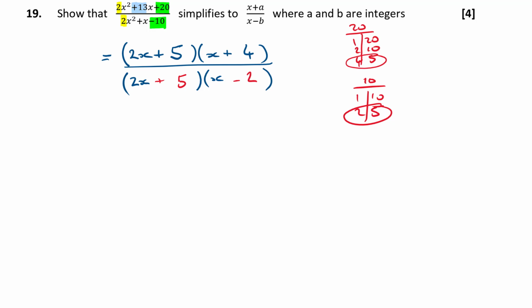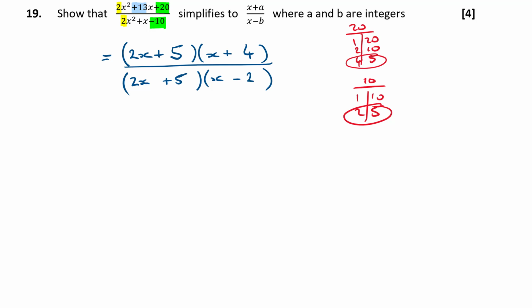Let's just double check that is true. So I've got the 5 times x would be 5x, 2x times minus 2 would be minus 4x, and 5x take away 4x would be x. So that is right, isn't it? So that's the way around it does go. Okay, so it's going to be 2x plus 5, 2x minus 2.